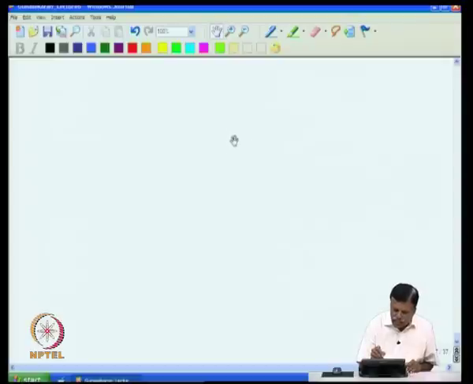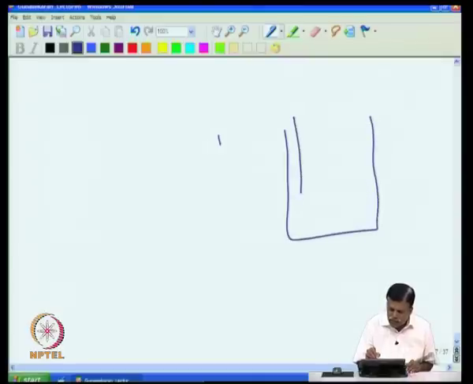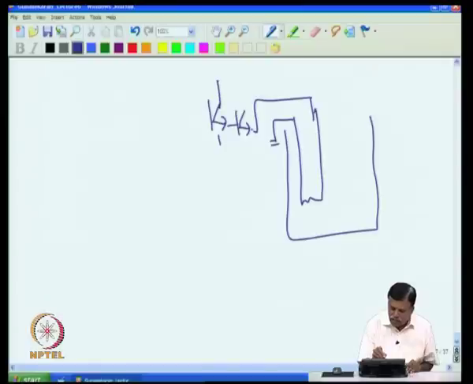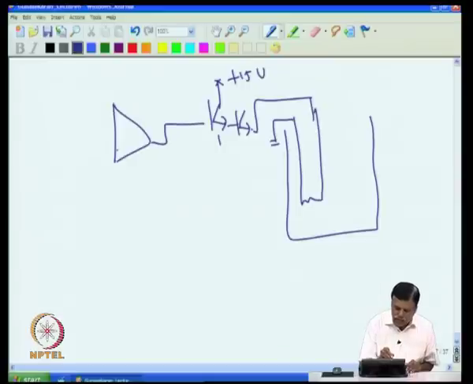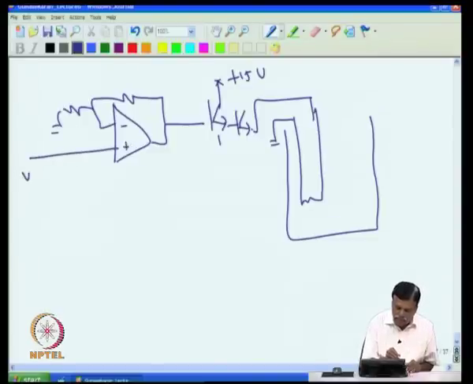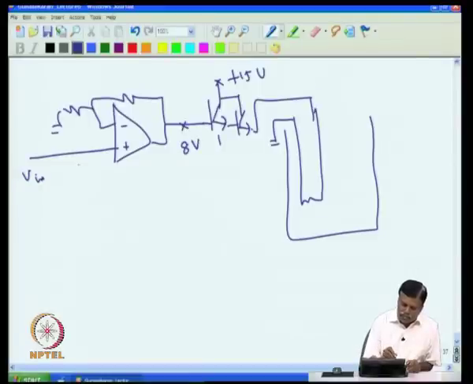I draw only the heater part and the last part. So you have the heater voltage here, and the heater is driven through a Darlington pair, and the heater voltage is given to this, and you have here plus 15 volt, and then this is the final op-amp output that is given to this, and this is the gain stage. We assume that you have a gain of 1000. This is the V input coming from the error voltage. So if I want 8 volt here, then if the gain is 1000, I need 8 millivolt here.